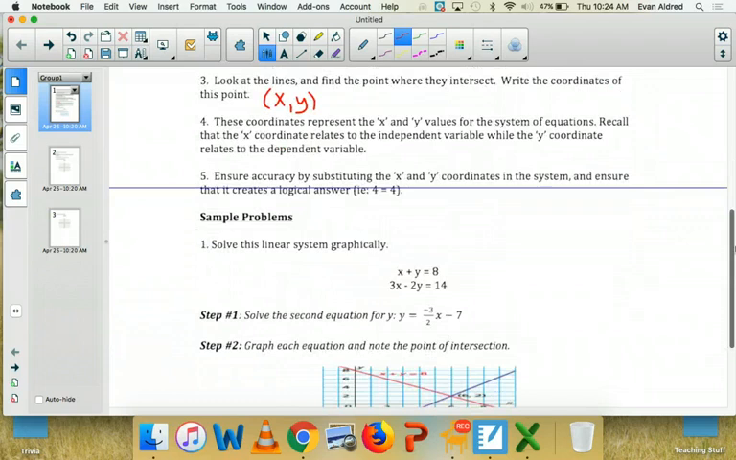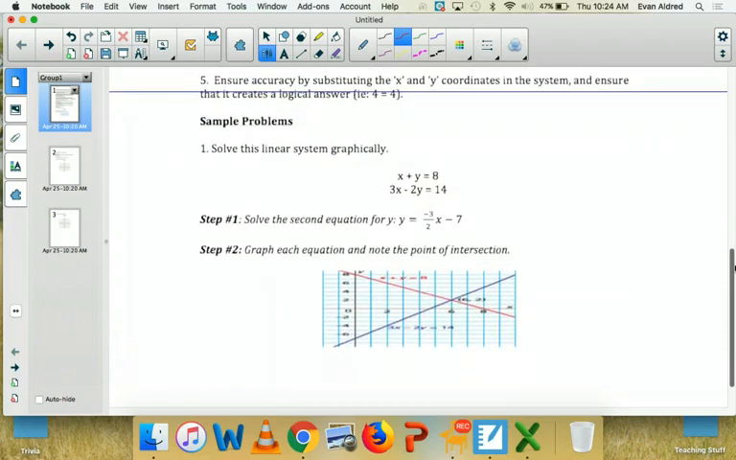So let's look at an example that's done for you, and then we'll start doing some together. We're asked to solve this linear system graphically. The equations are x plus y equals 8 and 3x minus 2y equals 14. When we're asked to solve it, that means find what the variables represent. So x is going to be the same value in both equations, and y is going to be the same value in both equations, but there's only one value that works for x and y. So we have to find the combination of x and y that will work with both of the equations that are given.